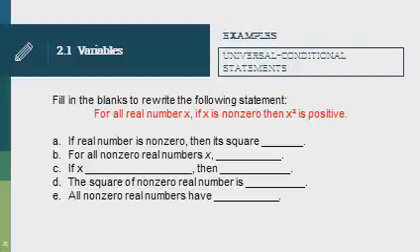If real number is non-zero, then its square, ano kaya? Okay, sagutan nyo. Try nyo sagutan sa papel nyo. For all non-zero real numbers x, blank, if x, then letter D, the square of non-zero real number is, and the last one, all non-zero real numbers have. Yan. If real number is non-zero, then its square is positive. For all non-zero real numbers x, x squared is positive.